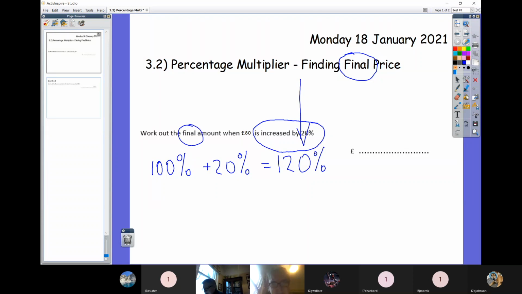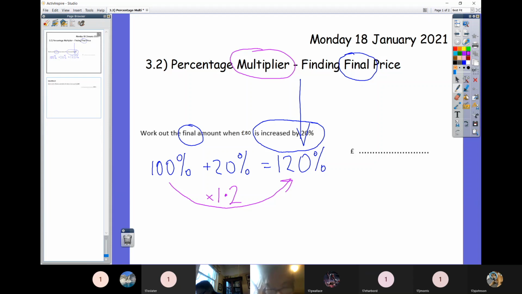So you've got to say to yourself, what multiplier, if we're going to use multipliers today, what number do you multiply by to turn 100 into 120? That's the issue. If you know the original amount, what would you times it by to move from 100% to 120%? Now that is going to be multiplying by 1.2. 100 times 1.2 is 120.